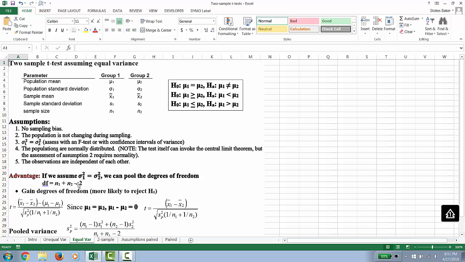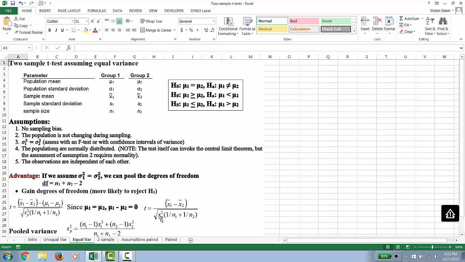The nice thing about assuming equal variance is one is a much easier equation, but more importantly, we gain degrees of freedom and thus our resolution or our power increases. This is the equation we're going to use to calculate t: x bar 1 minus x bar 2 minus (mu1 minus mu2), divided by the weighted standard error, which is this equation down here. Now, since our null hypothesis is mu1 equals mu2, if you take mu1 and subtract mu2, it's going to equal 0. So this equation simplifies to this equation right here.